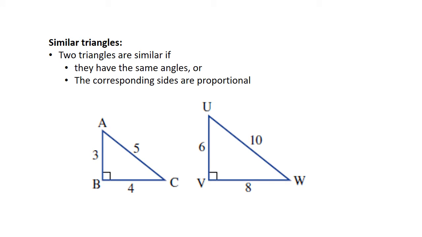Similar triangles. Two triangles are similar if they have the same angles or if the corresponding sides are proportional. All right, so in our triangles here, let's compare the two hypotenuse lengths. So if we went 10 divided by 5, that's going to give us the answer of 2. That will be the same if we go 6 divided by 3. So the other sides are in proportion. And if we went 8 divided by 4, they are all in proportion. The scale factor is 2.